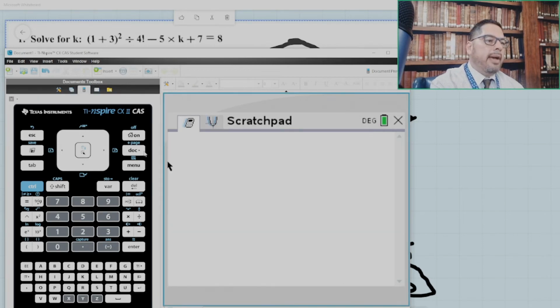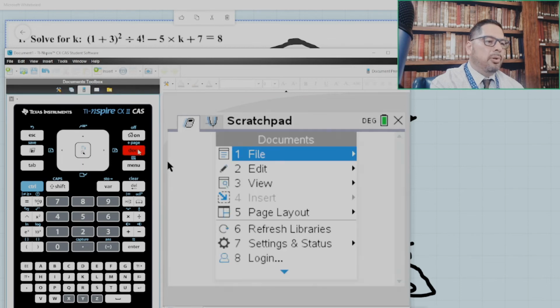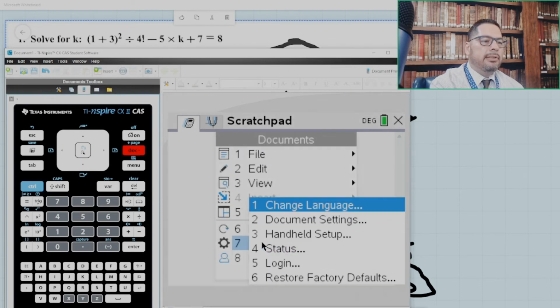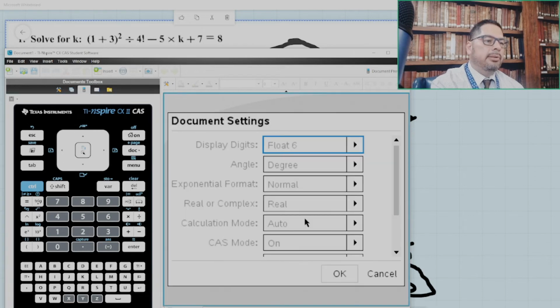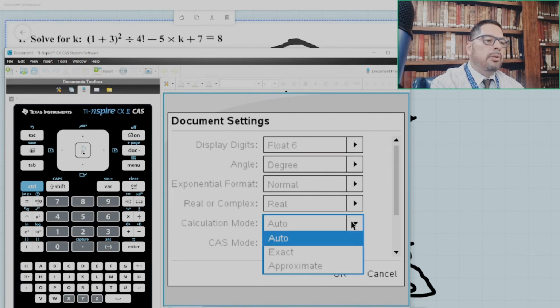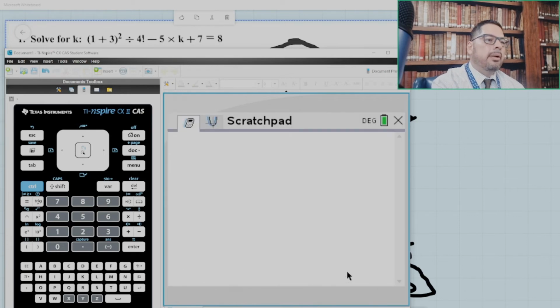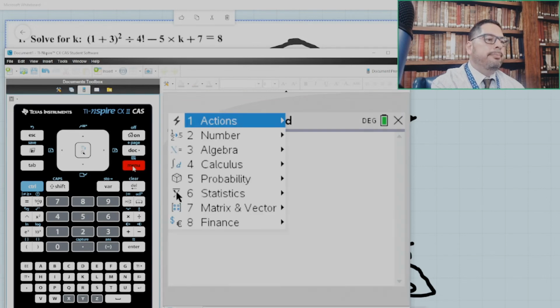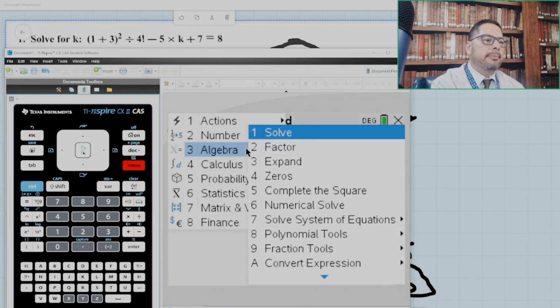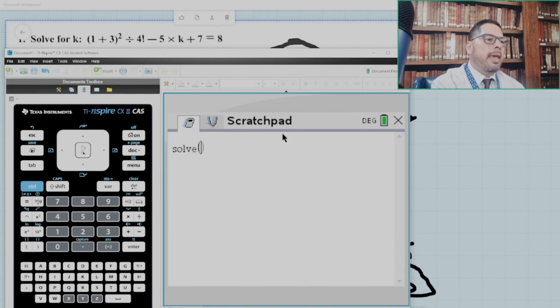So the way you put your calculator in exact mode, you go to Documents, you go to Settings, you go to Document Settings, and let's see, Real Auto Calculation Mode, you're going to want to put on exact. Okay. So now when we solve it, it'll give us the exact answer instead of some sort of decimal approximation. So let's go ahead and solve. We're going to put this in the solver. So we're going to go to Menu, Algebra, and then Solve.